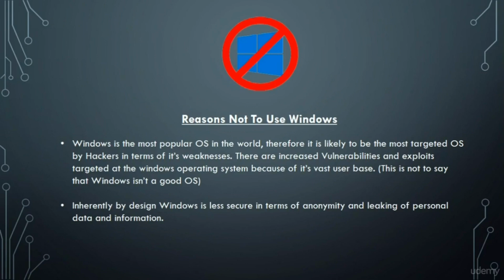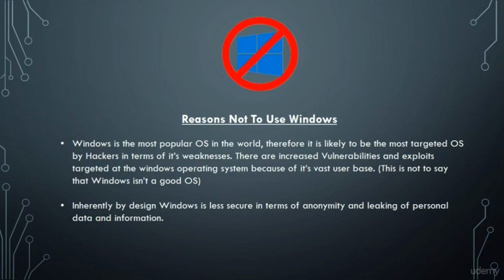So basically, being the most popular operating system in the world, it's no shock that people will target it more in terms of producing malware for the operating system and trying to exploit users. So there are going to be increased vulnerabilities and exploits targeted at the operating system because of its vast user base. This is not to say that Windows isn't a good operating system. It's one of the best, if not the best operating system. It's just that it really doesn't perform well when it comes to the deep web and in terms of its overall security, really, and how secure the operating system is.